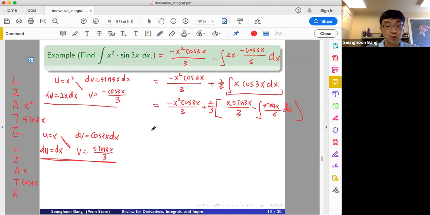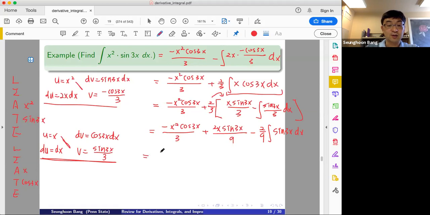So this is the same as here: negative x squared cosine 3x over 3. Distribute 2/3. 2/3 times this one is plus 2x sine 3x over 9. Take out: 3 times 2/3 is 2 over 9. Keep negative 2 over 9 times the integral of sine 3x dx.